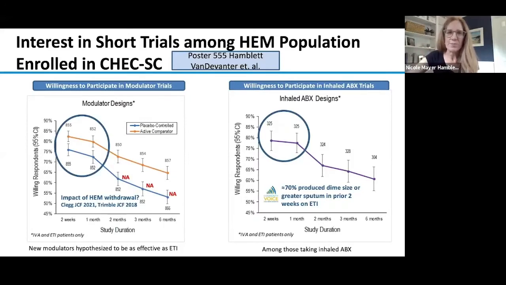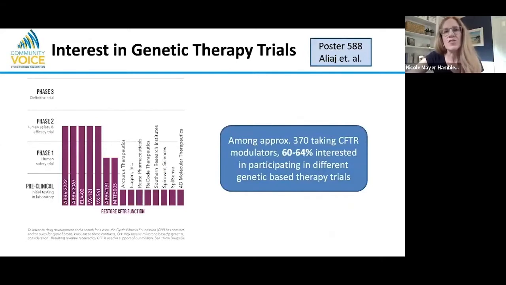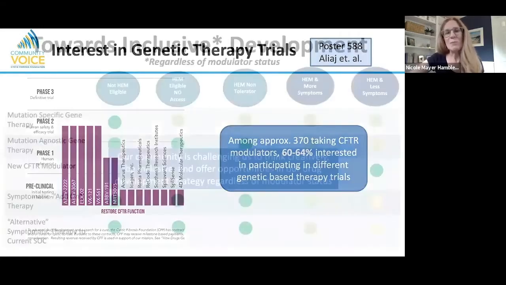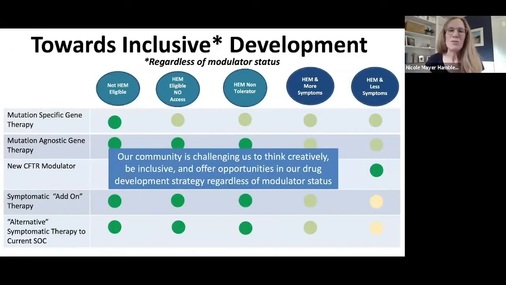We're seeing similar interest in genetic therapy trials. Among approximately 370 surveyed through CF Community Voice taking CFTR modulators, the majority were interested in participating in these trials, even though they were on modulators. So I think this data is all lining up with our strategy, but our community is really challenging us here to think creatively, be inclusive, and offer opportunities in our drug development strategy, regardless of modulator status.